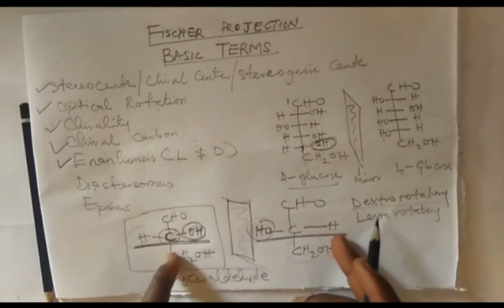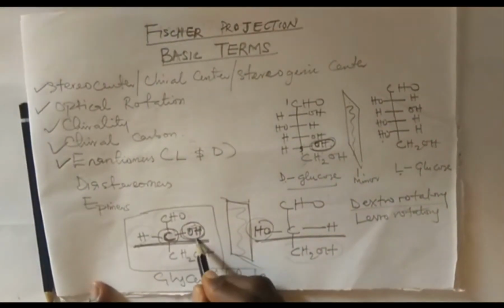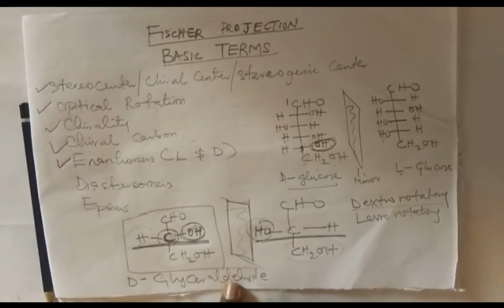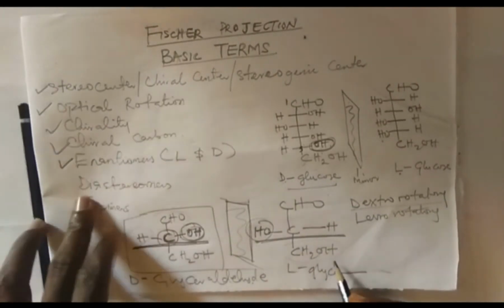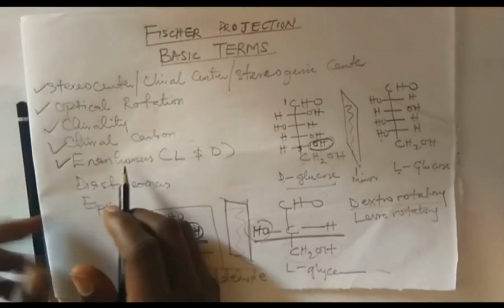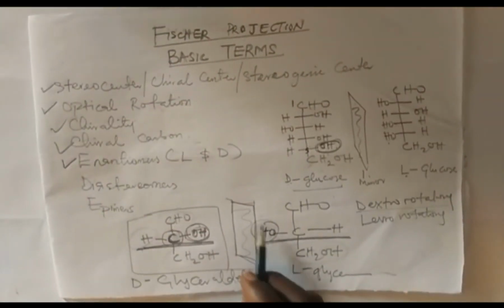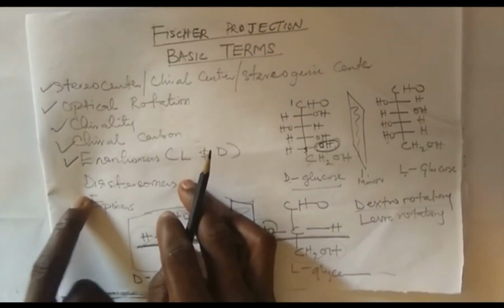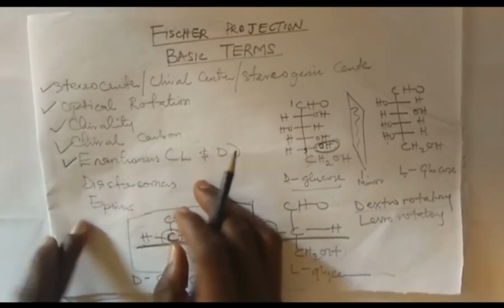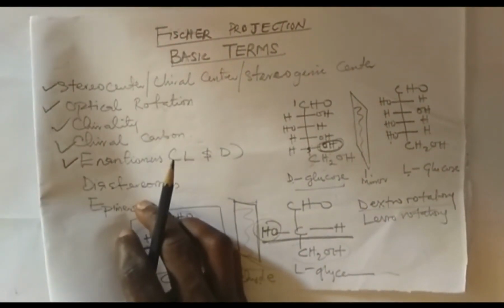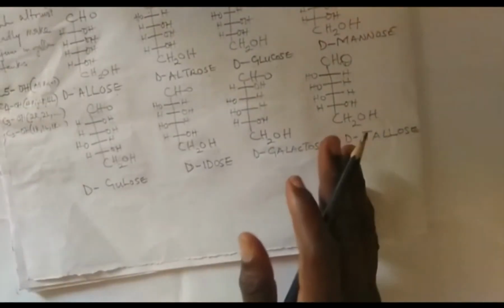Now, for this example I drew here, this is to the right, so it is D-glyceraldehyde, and this is L-glyceraldehyde. Now, for diastereomers, I have to explain something. Diastereomers are stereoisomers that differ in at least one configuration. Look at this, just one.